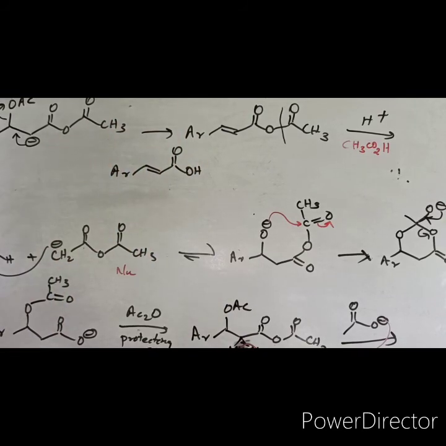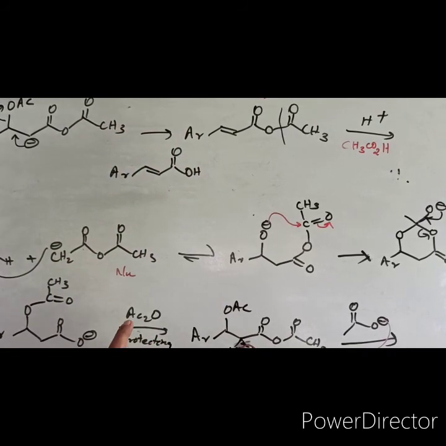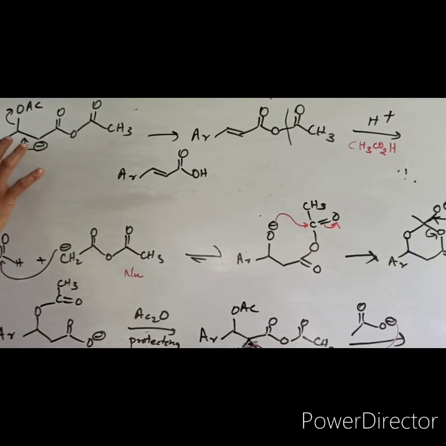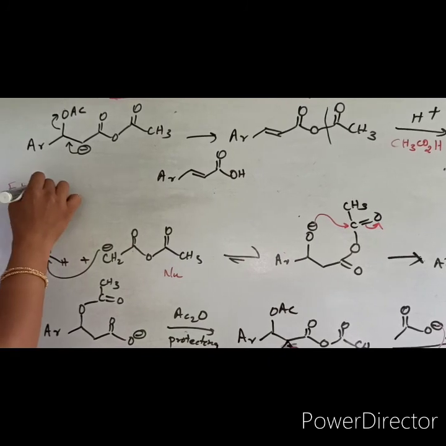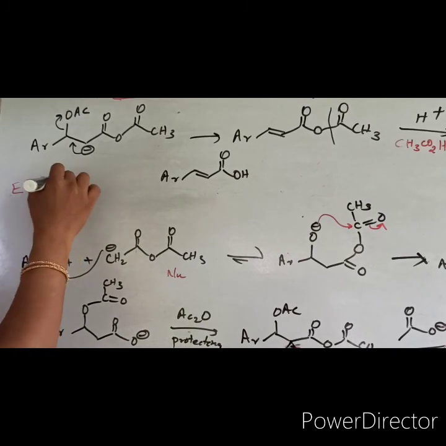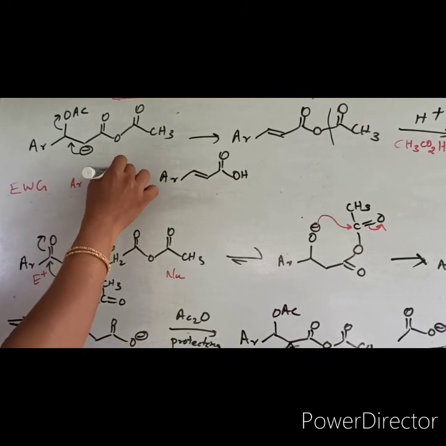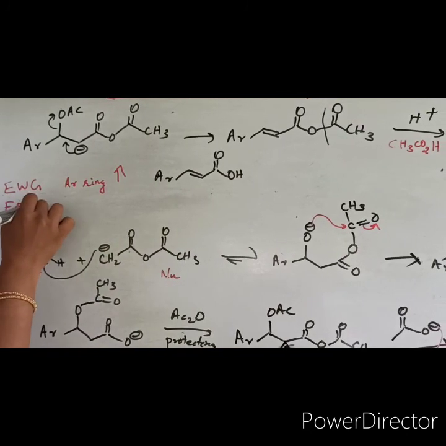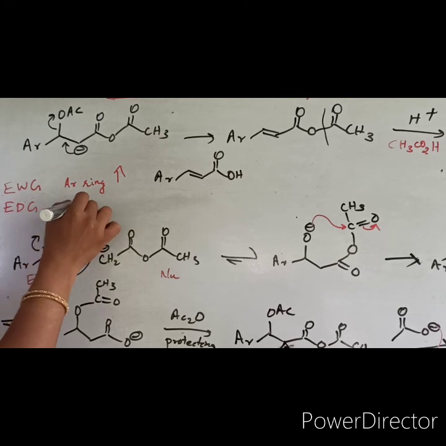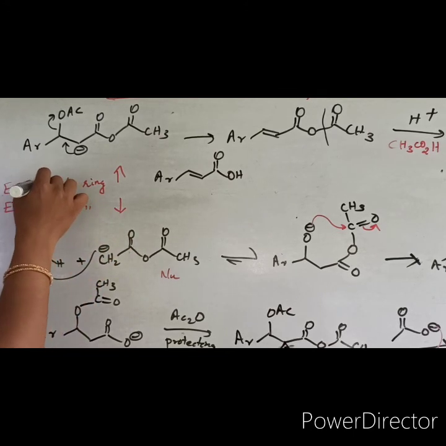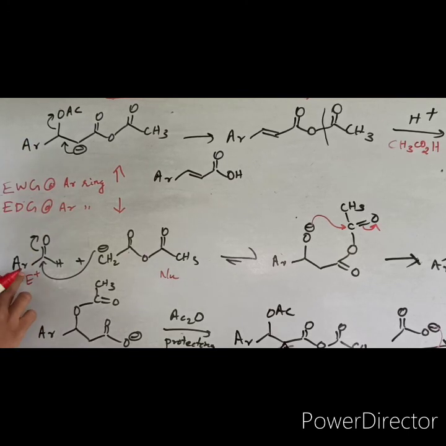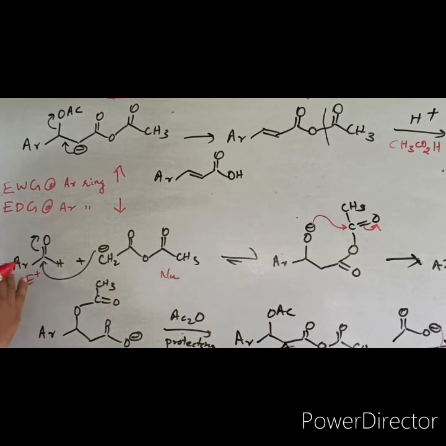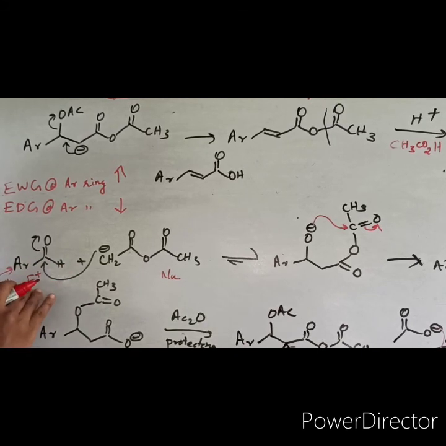Now you have to remember that an electron withdrawing group in the aromatic ring increases the efficiency of the reaction, whereas an electron donating group in the aromatic ring decreases the efficiency of the reaction. So an electron withdrawing group in the aromatic ring means it will enhance the electrophilicity of the aldehyde. So the reaction will be increasing.